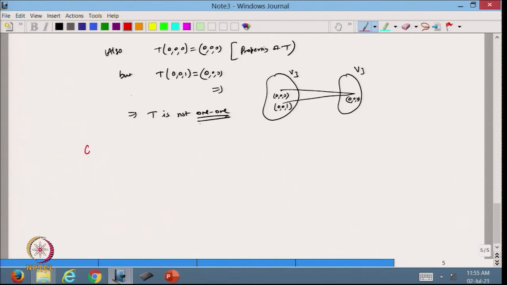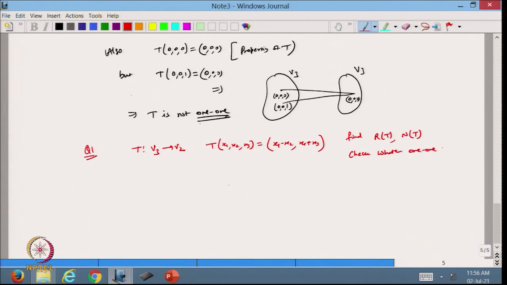So let us take one more example in this case. Suppose I define a linear transformation T from V3 to V2, and I define my transformation as T of x1, x2, x3 is equal to x1 minus x2 and x1 plus x3. So this is what we have defined. Now I want to find the range space of T, the kernel of T, and check whether it is 1-1 or onto. So these things we need to check for this linear transformation.